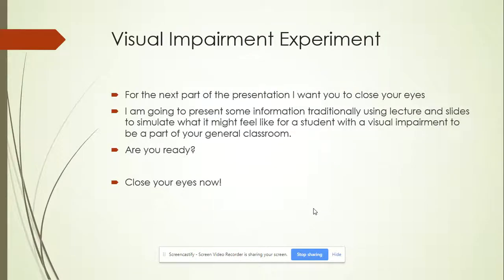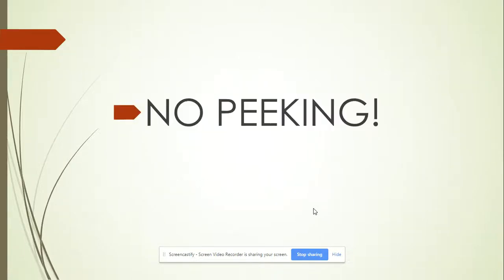So we're going to try a little experiment here to see what it's like to be visually impaired in a classroom. All right, so for the next part of the presentation, I want you to close your eyes. I'm going to present some information traditionally using lecture and slides to simulate what it might feel like for a student with a visual impairment to be part of your general classroom. So are you ready? I'd like you to close your eyes now until I tell you to reopen them. Remember, no peeking.